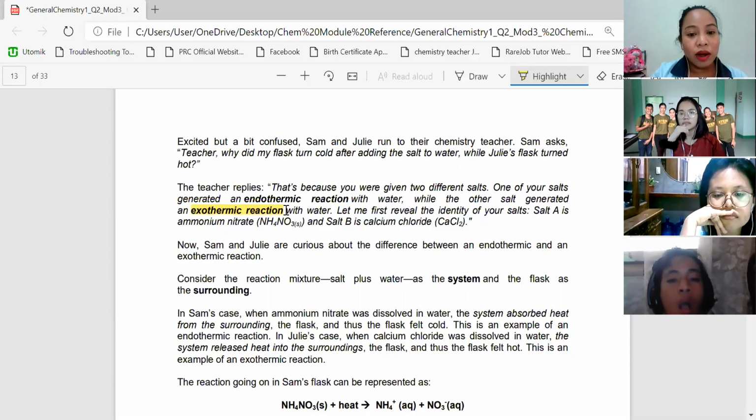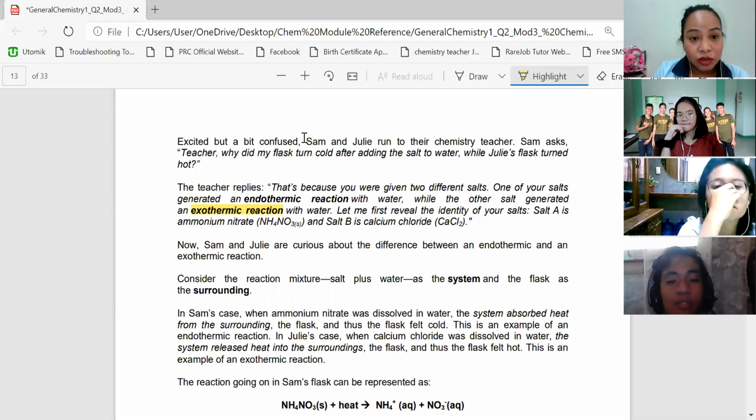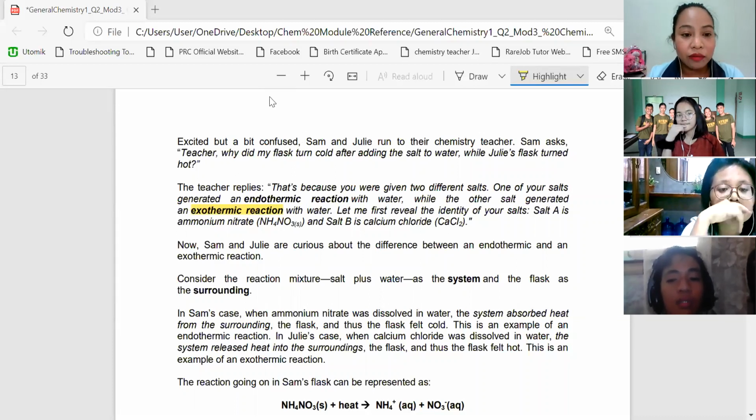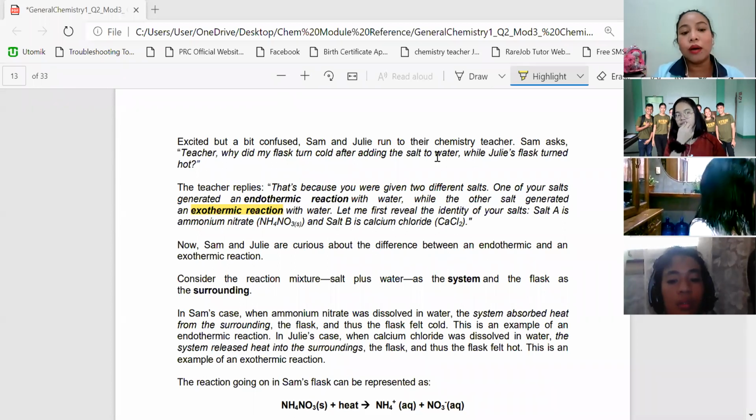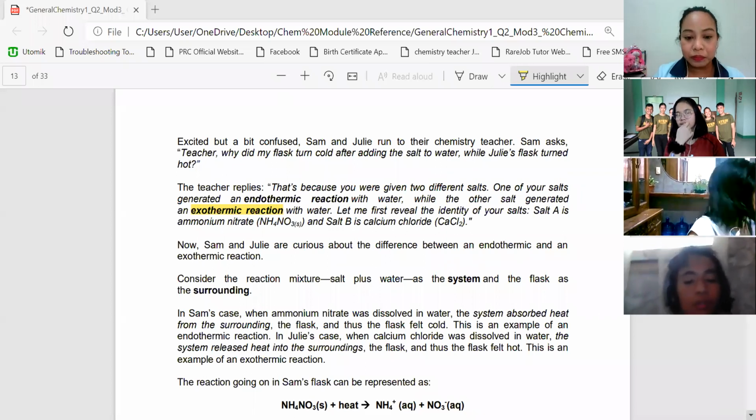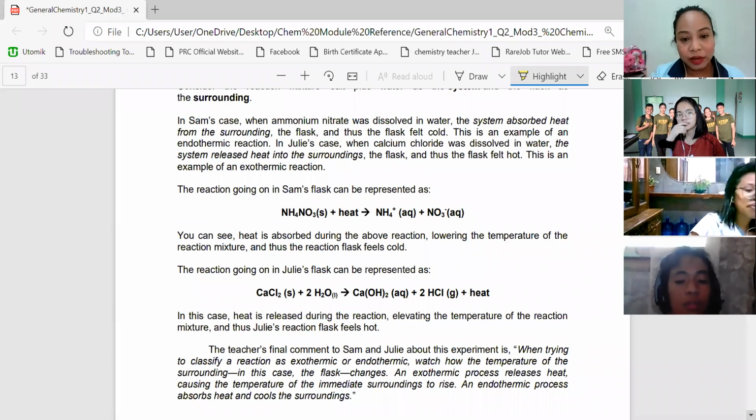So, in exothermic reaction, the reactant has lesser temperature compared to the product. While in endothermic reaction, the reactant has higher temperature compared to the product. Exothermic, reactant has lesser temperature compared to the product. So it means at the end, it releases heat.